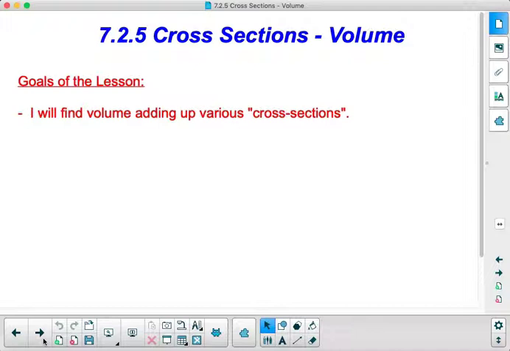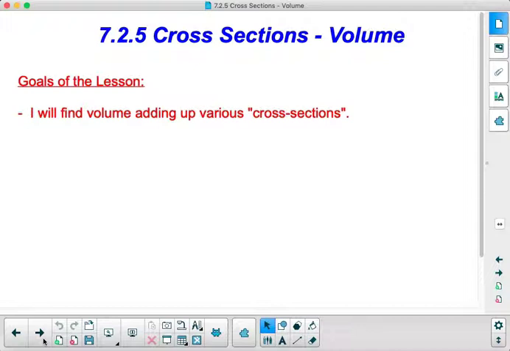Today, we're going to look at something a little bit different. We're going to look at another way to find volume, and this is kind of by looking at cross sections, by adding up a certain kind of cross section of a shape. So adding up cross sections of semicircles or equilateral triangles or squares, and I'll show you kind of what this is going to look like in a second.